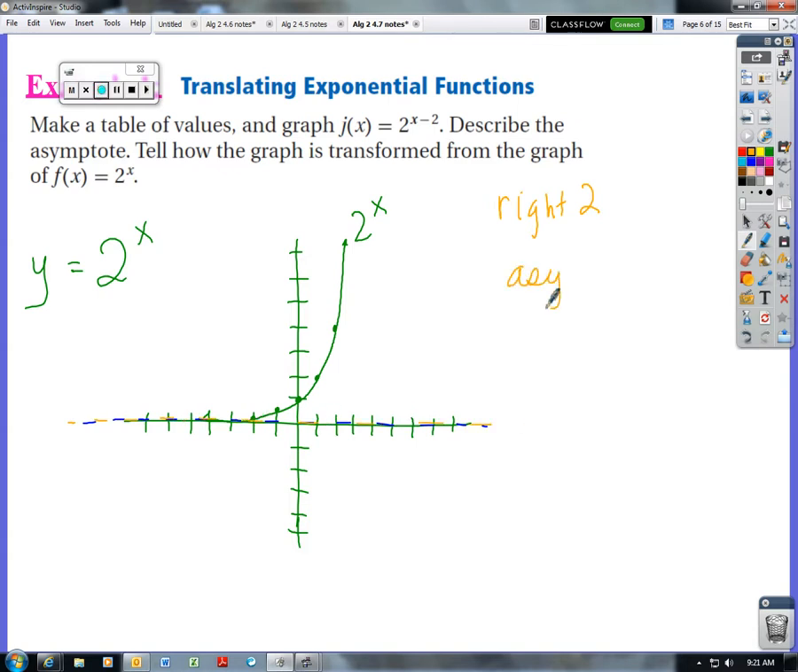I'll make a note of that. The asymptote is still y equals 0. And then every point on my parent is going to move to the right 2 units. So I'm simply going to count over 2 units. And that's good enough. And there's 2 to the x minus 2. And we've completed the objectives on that one.